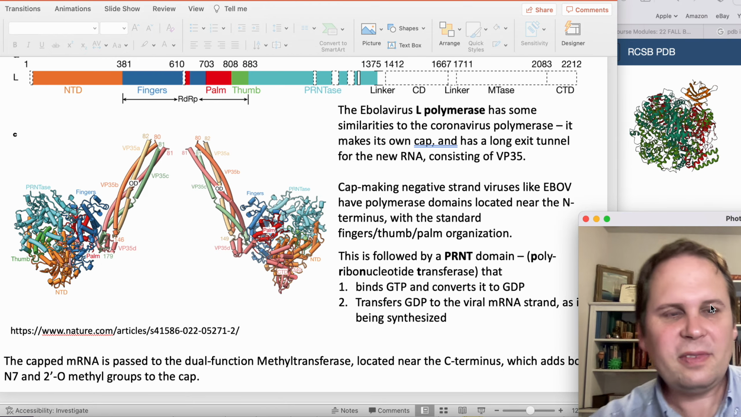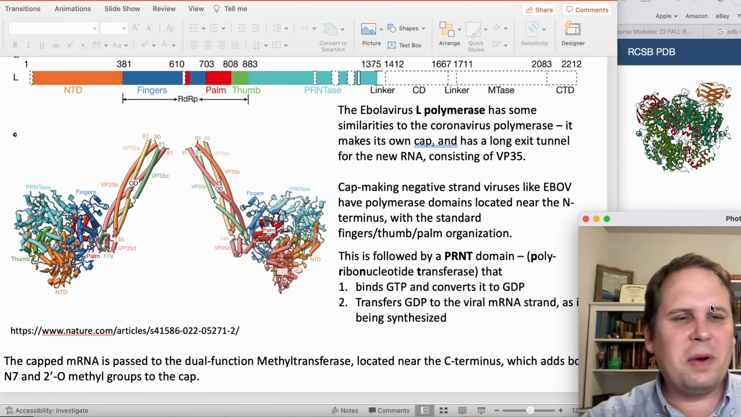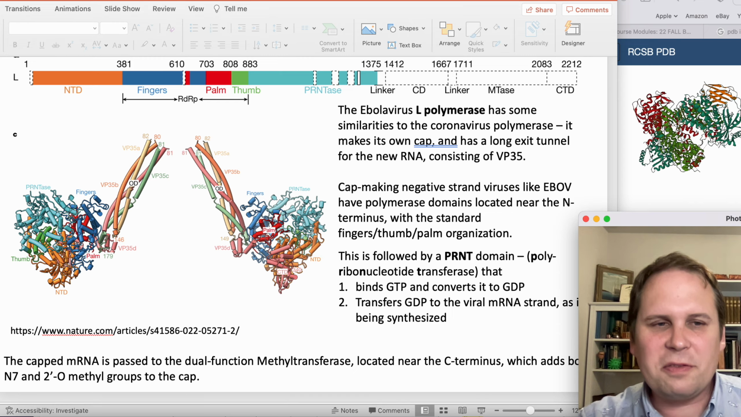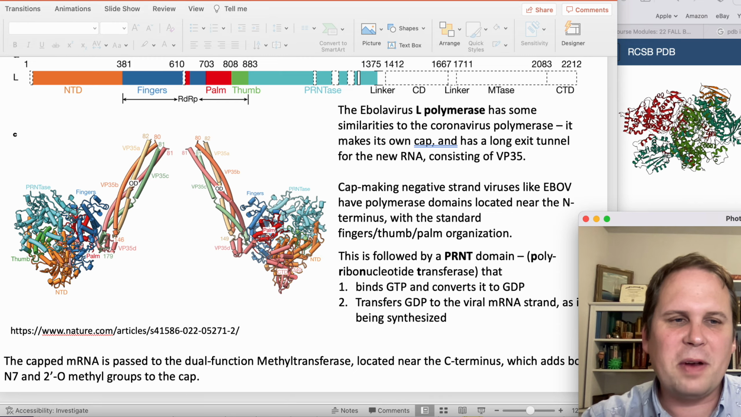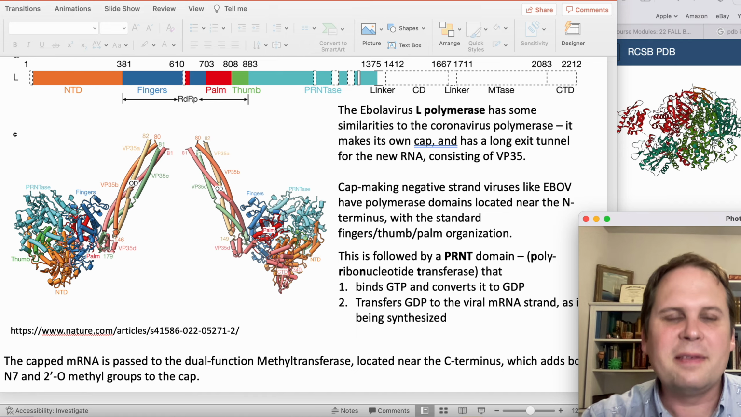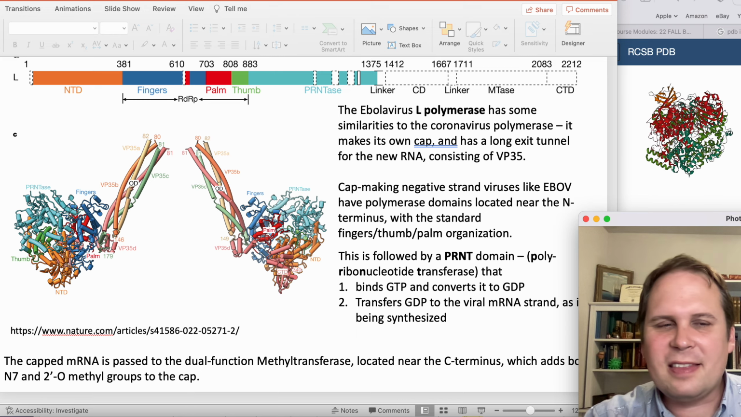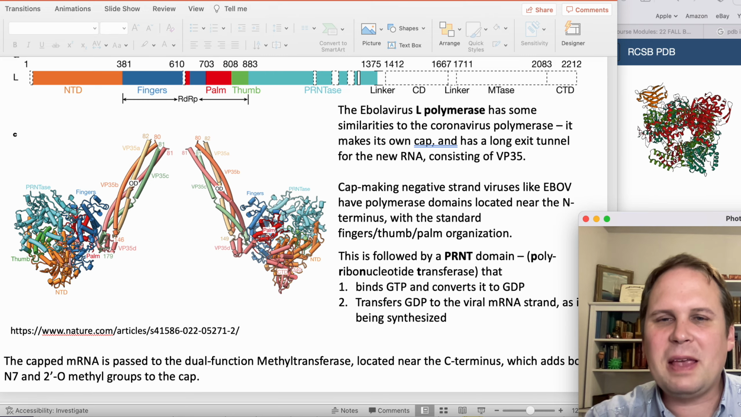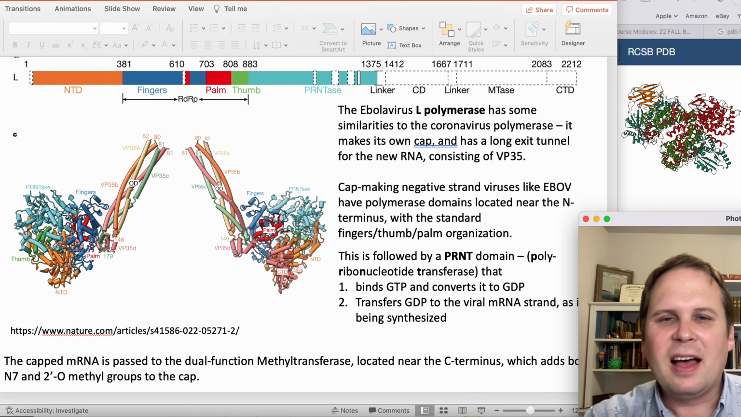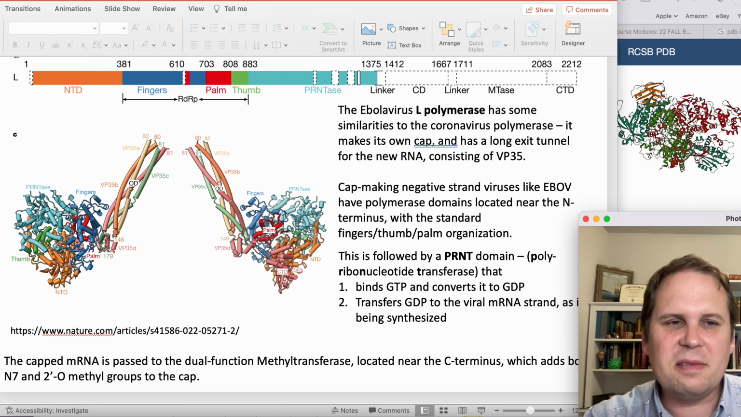Okay. Where does this leave the other negative strand polymerases, and how they work? Well, yeah, it's a little different. And if you just look at this thing, you may see some features that make you say, hey, wait a minute. I've seen something kind of like this before.